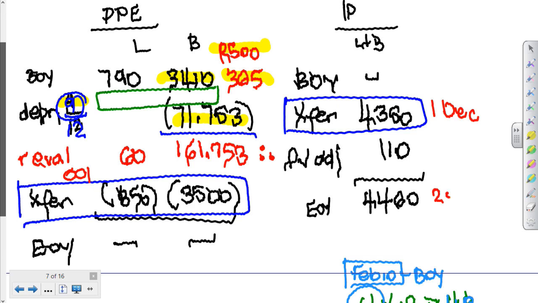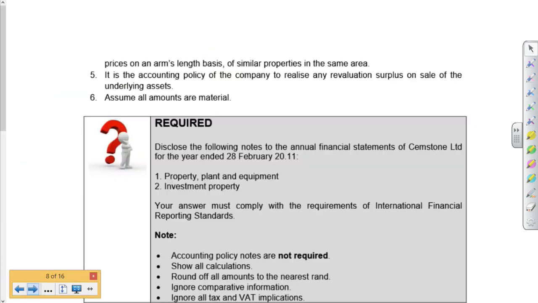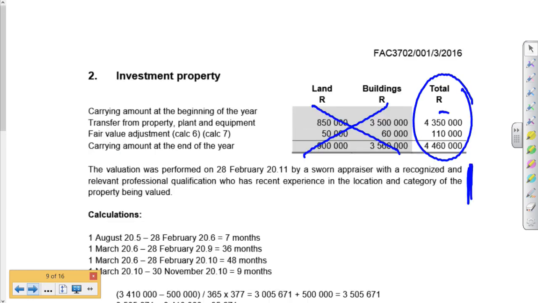At 28 Feb, which is the year end, they say to you that the fair value of that property is 4460, and so therefore I have a fair value adjustment of 110. Let's have a look at, I don't know if I've got the solution for this here. I do. So let's have a look at the solution.